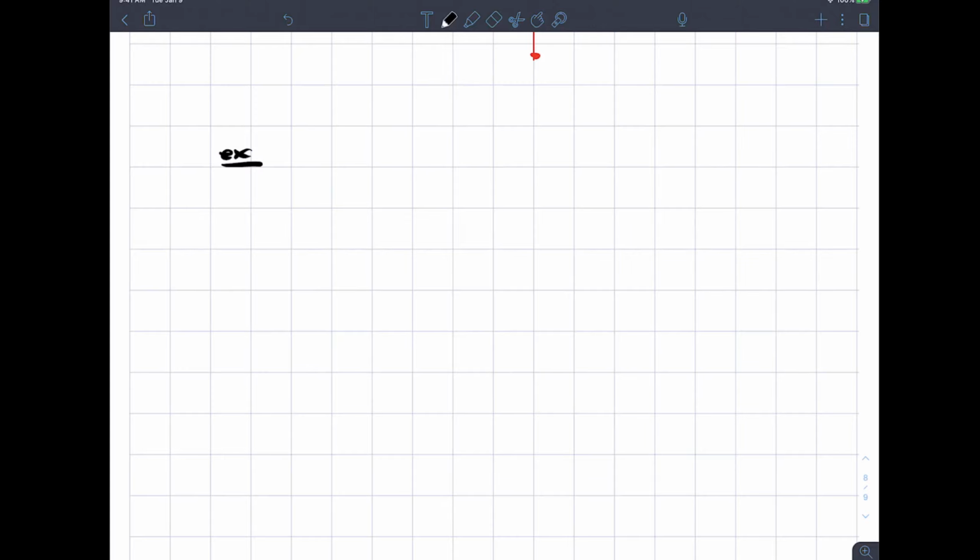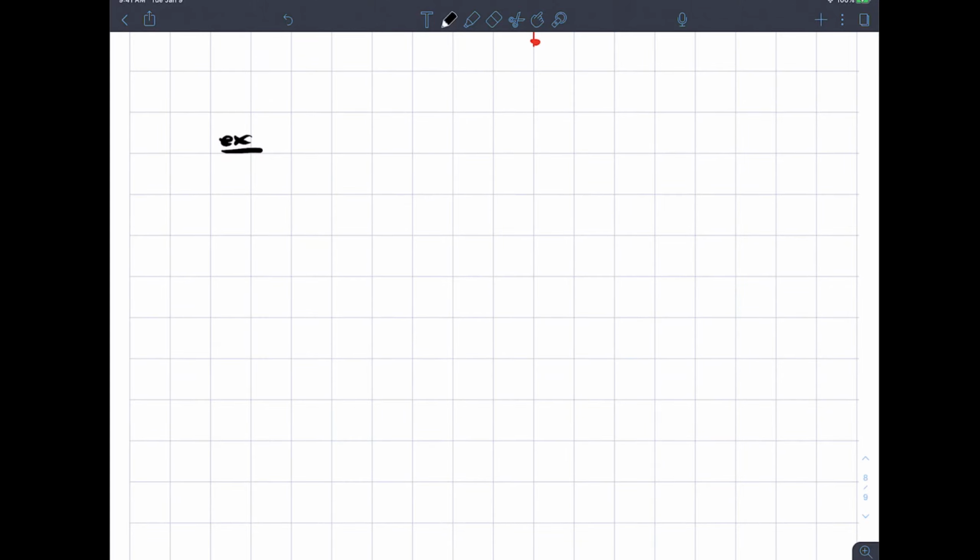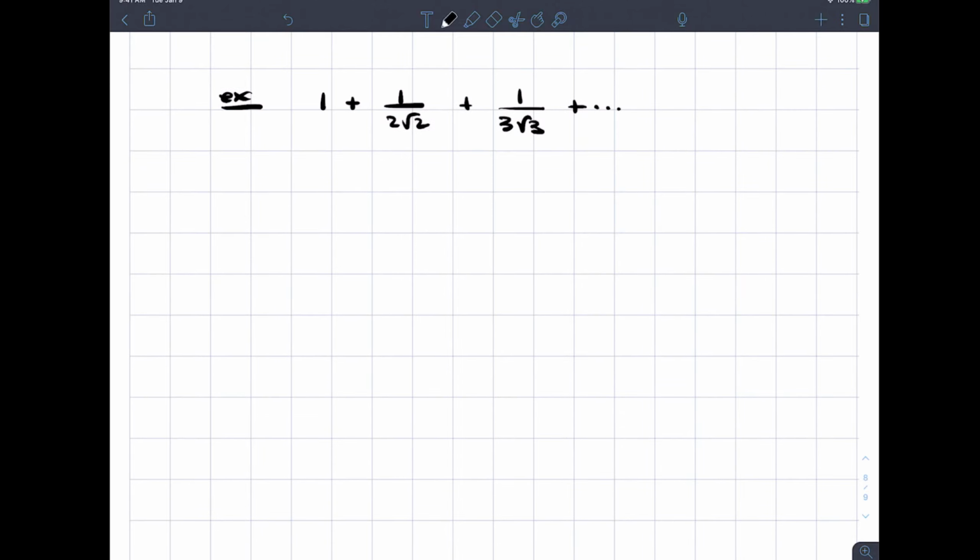Here's an example. I can see something like 1 plus 1 over 2 square root of 2 plus 1 over 3 square root of 3, and so on. So they're giving you an infinite sum, and they're going to ask whether this converges or diverges. Does this converge or does it diverge?